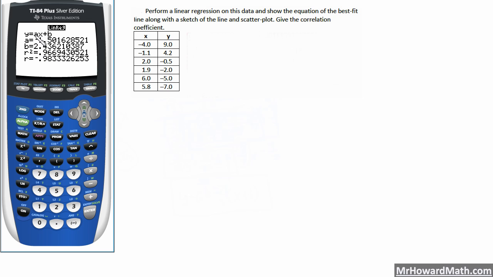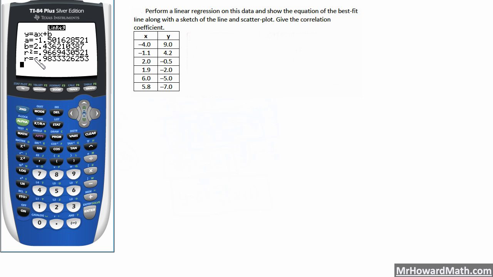Notice here it gives you y equals ax plus b, where -1.5016 and so on is the slope of your regression. So we have a negative correlation. We can already tell that because we have a negative slope. Our y-intercept is 2.436, etc. And the r value is our correlation coefficient, and that's -0.98. So it's pretty close to 1. So that's an okay correlation coefficient.